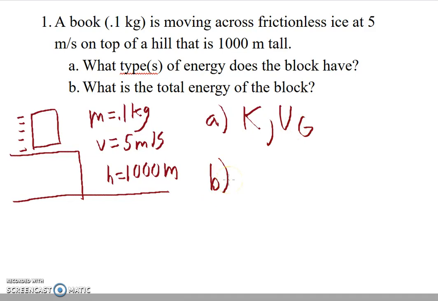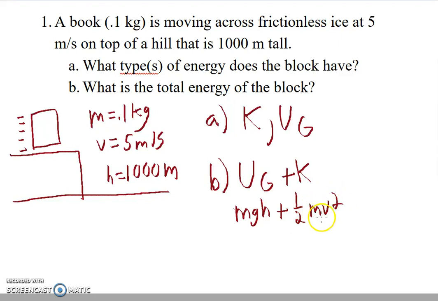B, what is the total energy of the block? I never said total energy, but you can assume that total energy just means all the energy added up together. In this case at least, it's just going to be UG and K together. So if we calculate them and add them together, we will get the total. Each one of these has a formula. UG is equal to mgh, the mass times g times the height. And then K has a formula as well. So we're just going to write the formula out.